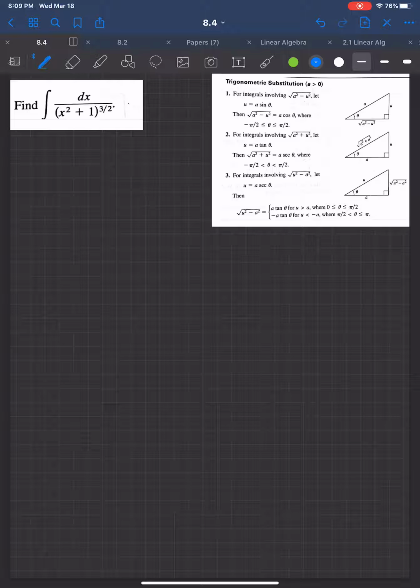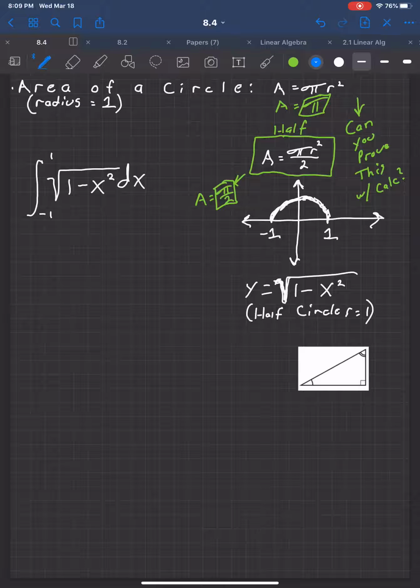So let's try one more. Maybe one or two more. Actually, I'll tell you what. Let's go back to this problem. At the very tail end of the first video for this section, I posed a problem. I said, look, the formula for the area of a circle is pi r squared, right? And we're going to assume that the radius of our circle is 1. So if I plug a 1 in for r, that's just pi.